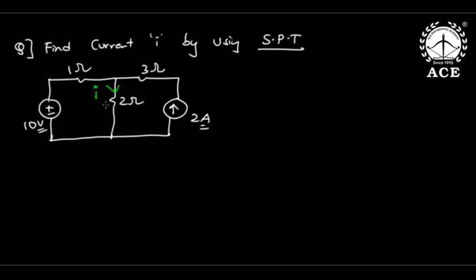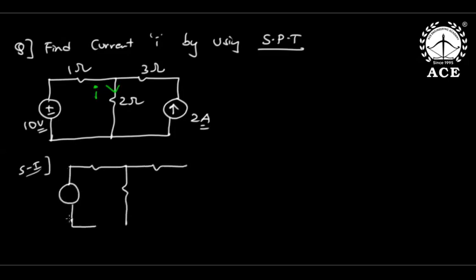Now this current I is the current flowing through 2 ohms, which is due to the simultaneous action of both the sources. But this current I can be determined by taking each source separately. How many sub-circuits are there? Two sub-circuits. Step one: I will take 10 volts only.